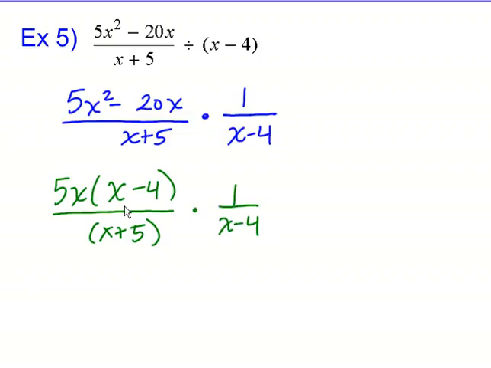We're going to cancel where we can. The x minus 4s will go away. And then our final solution, or I should say our final simplification, is 5x divided by x plus 5. Hopefully this helps you understand a little bit more about multiplying and dividing of rational expressions.